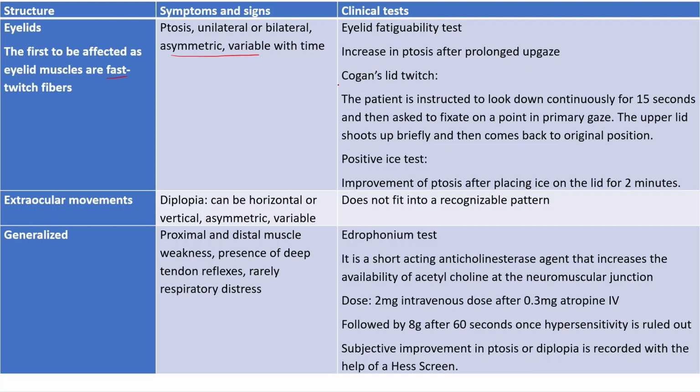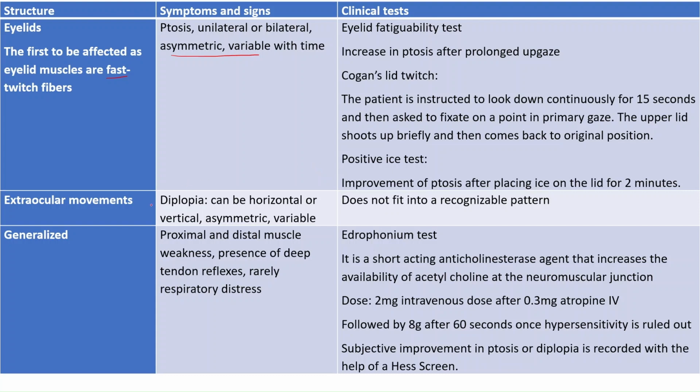This is another test that helps in picking up myasthenia, that is the Cogan's lid twitch. Here the patient is instructed to look down continuously for 15 seconds and then asked to fixate at a point in primary gaze. When there is an upshoot, the lid shoots up briefly and then comes back to its original position. This is known as a Cogan's lid twitch. Then there is a positive ice test, which shows improvement of ptosis after placing ice on the lid for 2 minutes.